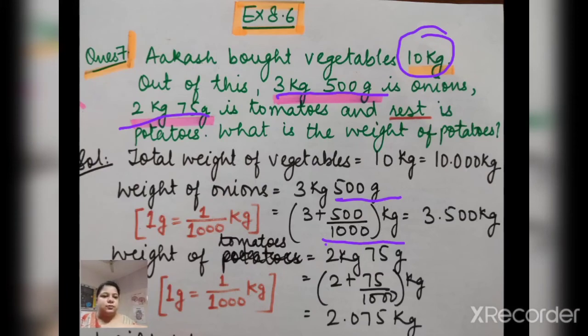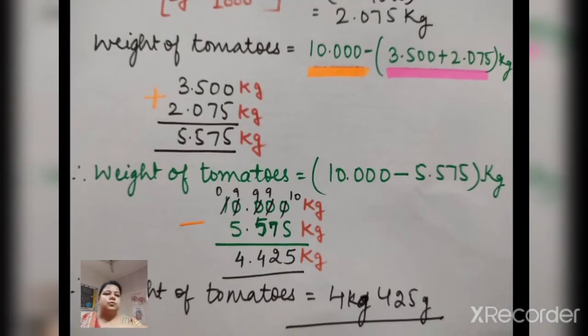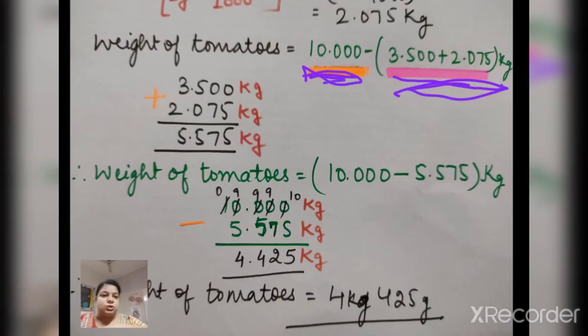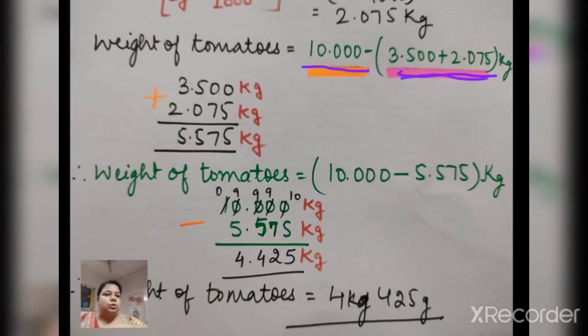Then next is the weight of tomatoes. Again we have converted it into kilograms and we got 2.075 kilograms. Now we have to add the weight of the two vegetables and subtract it from 10 kg. Make sure, students, this is the major mistake done by you people. From 10 kg we need to subtract, right? So 10 kg should be at the first place, minus the sum of the two given vegetables, right?